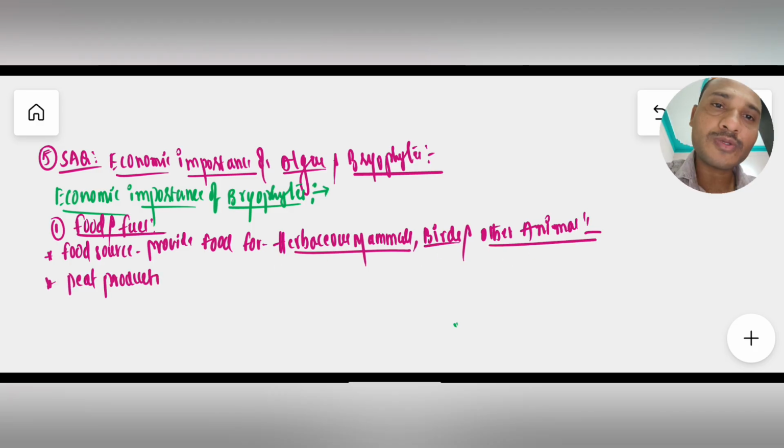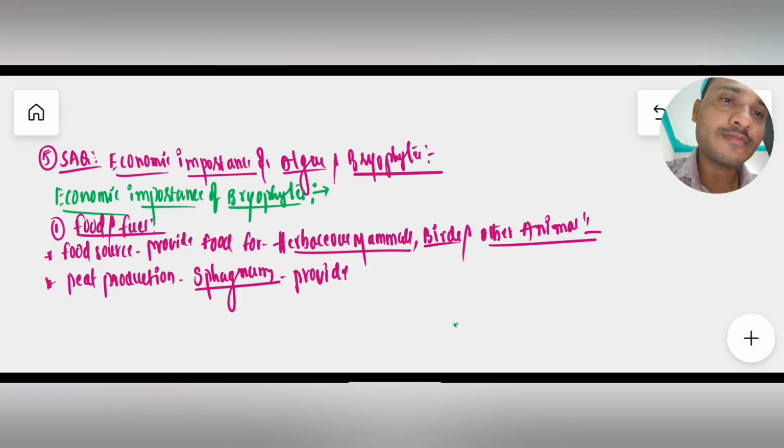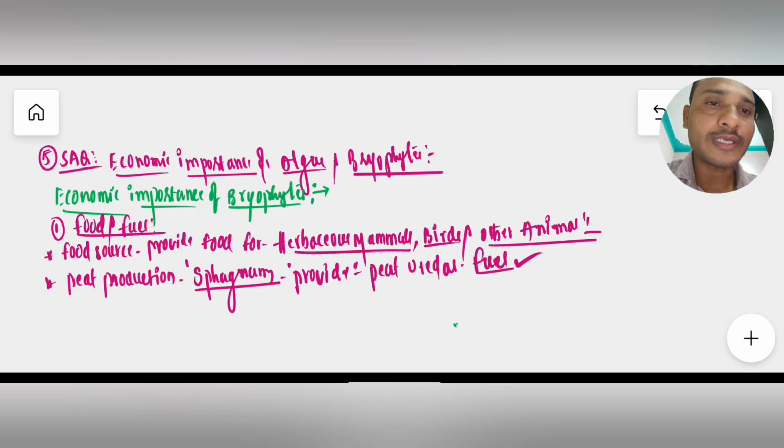And peat production: the moss plant Sphagnum, a bryophyte, provides peat. This peat is used as fuel. Remember, very important: Sphagnum is also known as peat moss, and this peat is used as fuel.